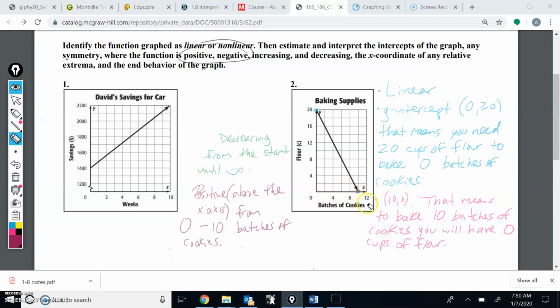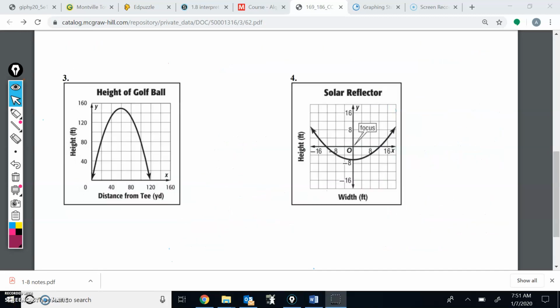Looks like it's going negative, judging based off that arrow. I think that's all we're going to put for this graph. Let's look at one more. Let's look at number 3, where we don't have a linear graph.